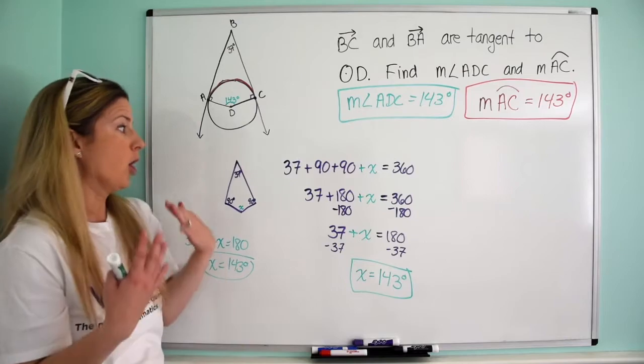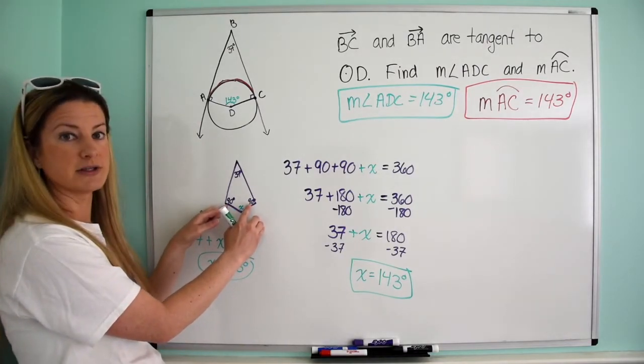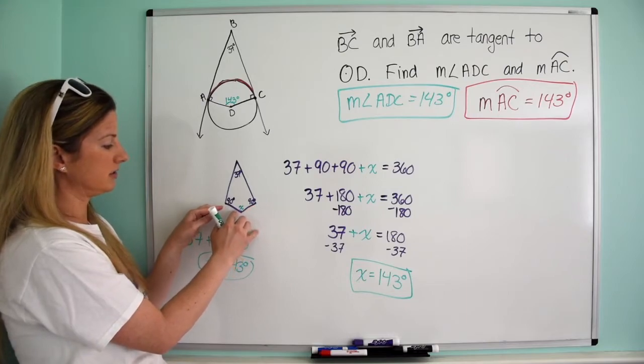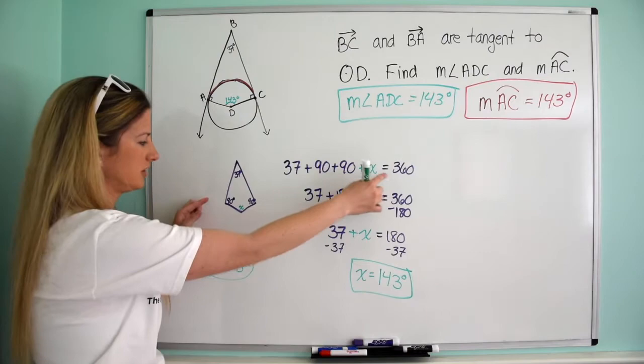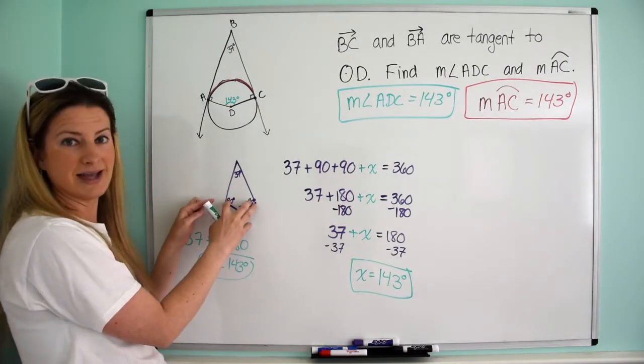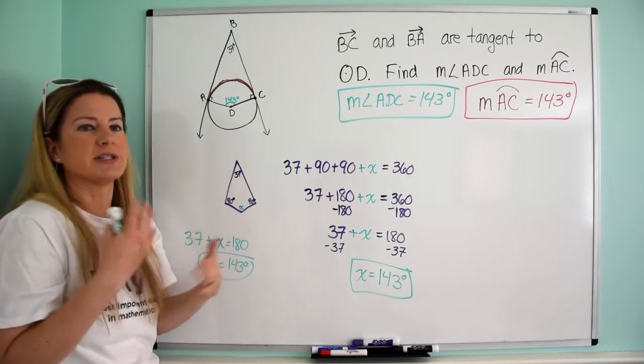Why are they supplementary? Well, they're supplementary because you end up with these two 90-degree angles from drawing in this radius and drawing in that radius. And then because the whole thing sums to 360, 180 gets knocked out by the two right angles, so you only have 180 left. So that's where it's coming from.